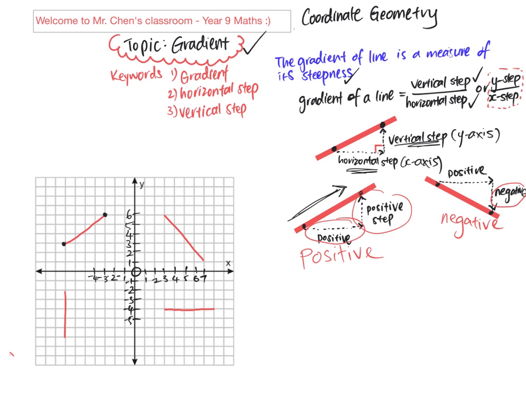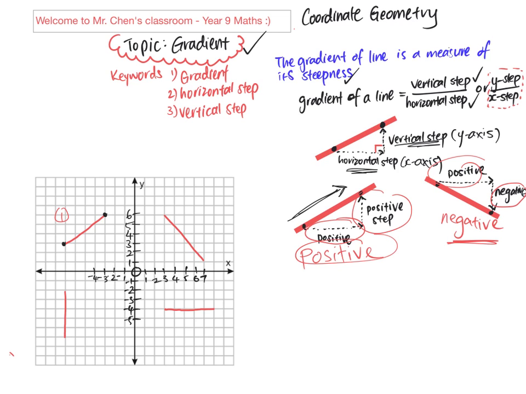So in this case, it's going to be a negative step for going down right here. Okay, look at this. The vertical step is going down, so it's going to be negative, and the horizontal step is going to the right hand side, so it's going to be positive. So it's still going to end up negative as a total. It's a negative gradient. Meanwhile, here is a positive gradient.